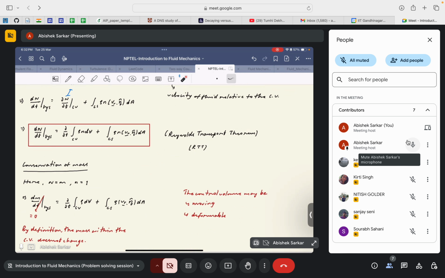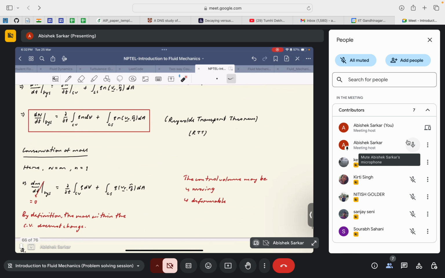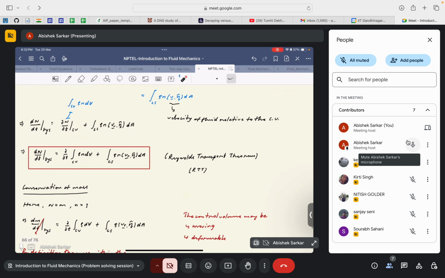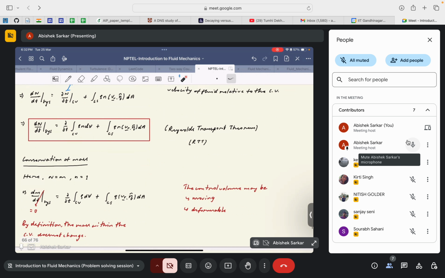Then let us look at the conservation of mass. Just to reiterate, the integral of rho times dV will give you the total mass. Mass times this intensive property small n will give you the total property N. So that's the basic relation between capital N and small n given by this volume integral. For conservation of mass, we just need to substitute the values of N and n.